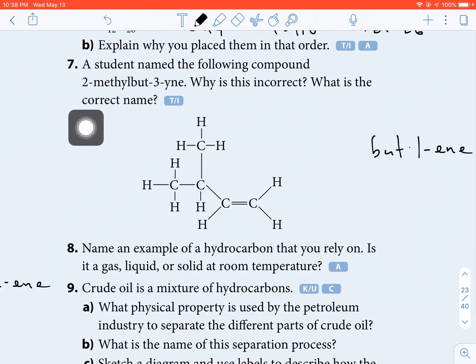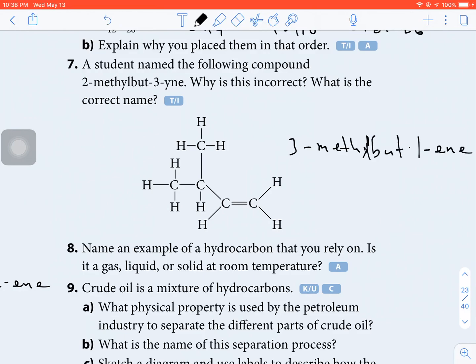Oh, but now I need to add that. I'm going to add that methyl group, which is on the 1, 2, 3 carbon. I have a methyl group. So it becomes 3-methyl but-1-ene.